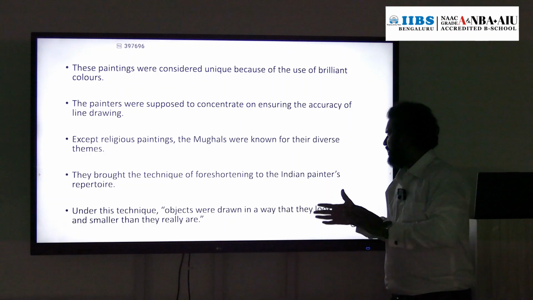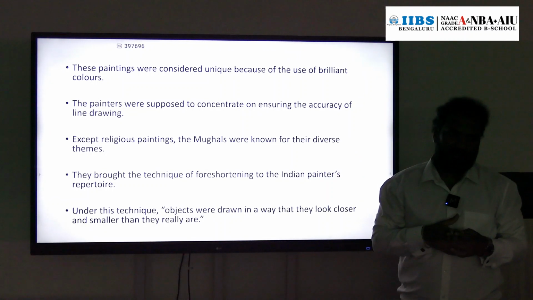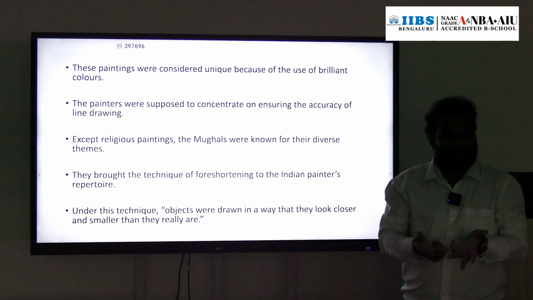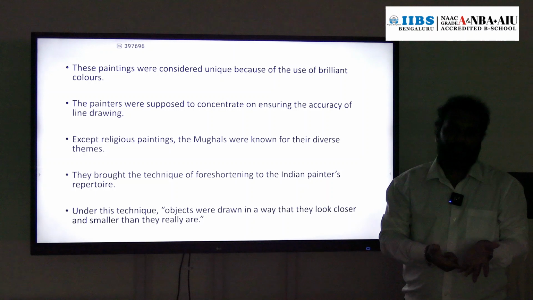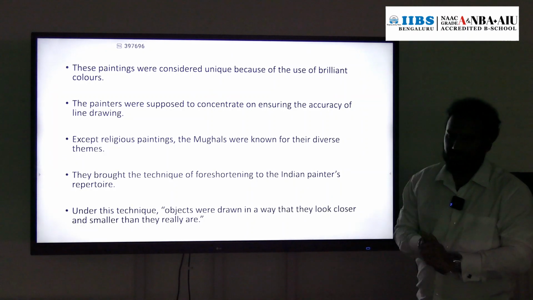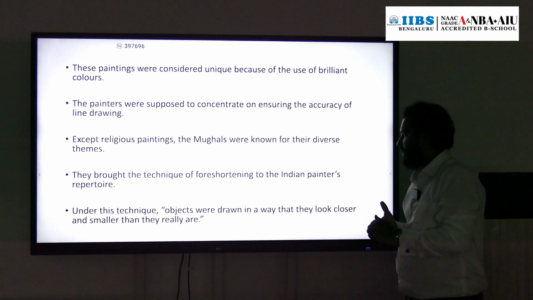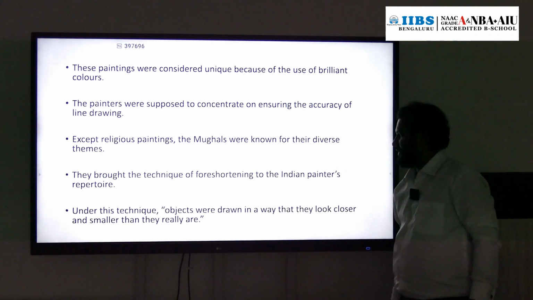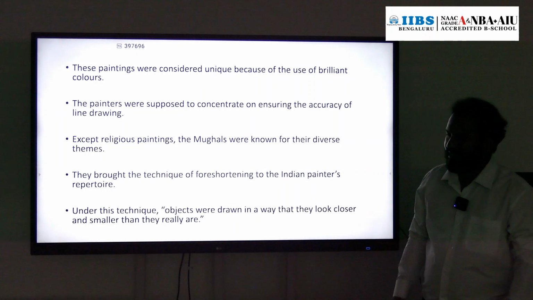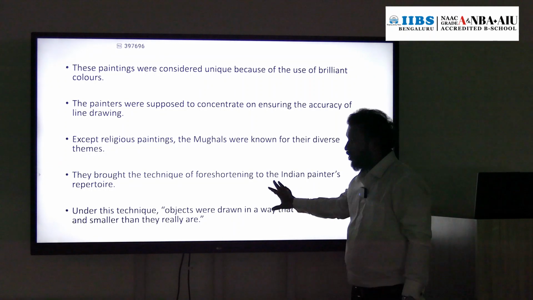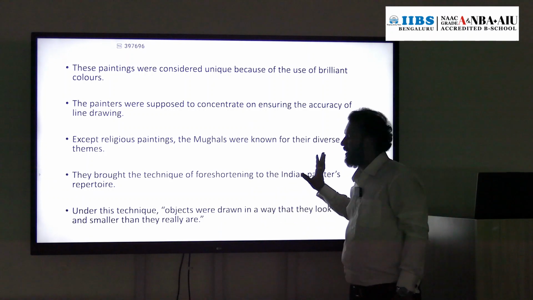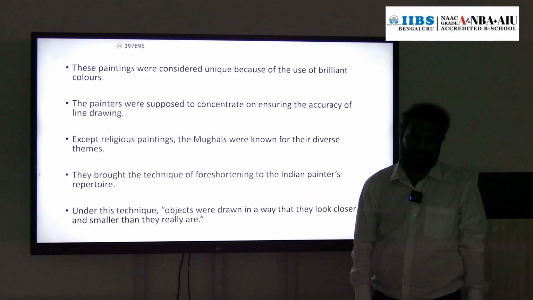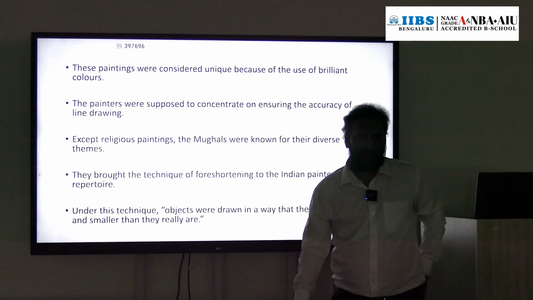But apart from that, Mughal paintings were known for their diverse themes. Like festivals, hunting scenes, naturalism, and court scenes. So that is diversity. So it is known for the diversity of themes. And it is the Mughals who brought the foreshortening technique. What is this technique? In this technique, the objects in the paintings are drawn in such a way that they look closer and smaller than they really are.